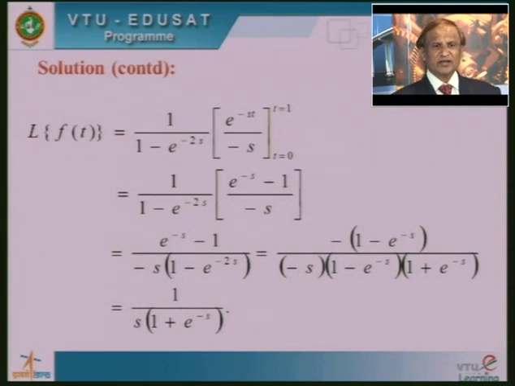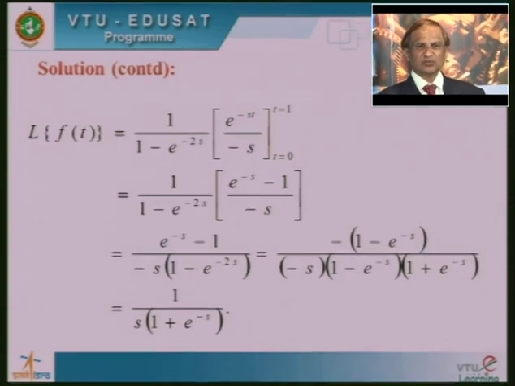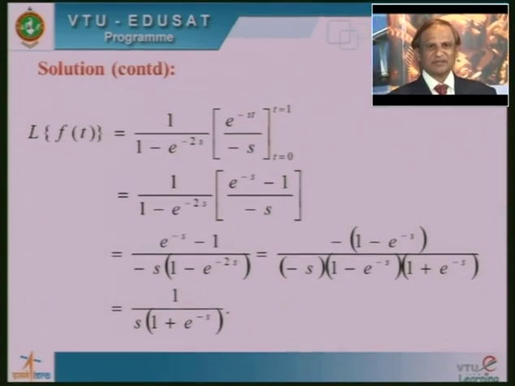So what we will get is 1 divided by 1 minus e to the power minus 2s, times e to the power minus st divided by minus s, with the limits t equal to 0 to t equal to 1. Is it clear? So when I replace t by 1, I obtain e to the power minus s. When I replace t by 0, it is e to the power 0, that is why I get 1. It means the numerator is e to the power minus s minus 1, whole divided by minus s. So the remaining part is simplification.